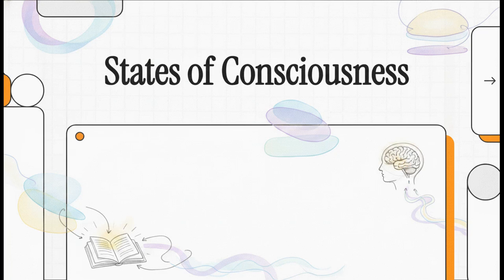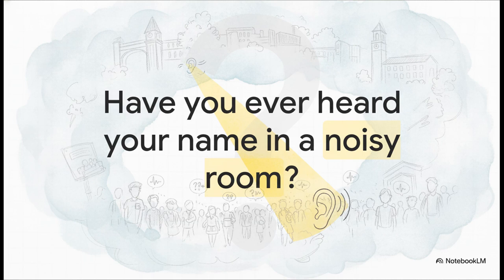Today, we're going on this really fascinating journey into the hidden mechanics of the human mind. We're going to use the eye-opening concepts from the text, States of Consciousness, to unpack exactly how your brain filters reality. Let's get right into it. Okay, let's dive into this.